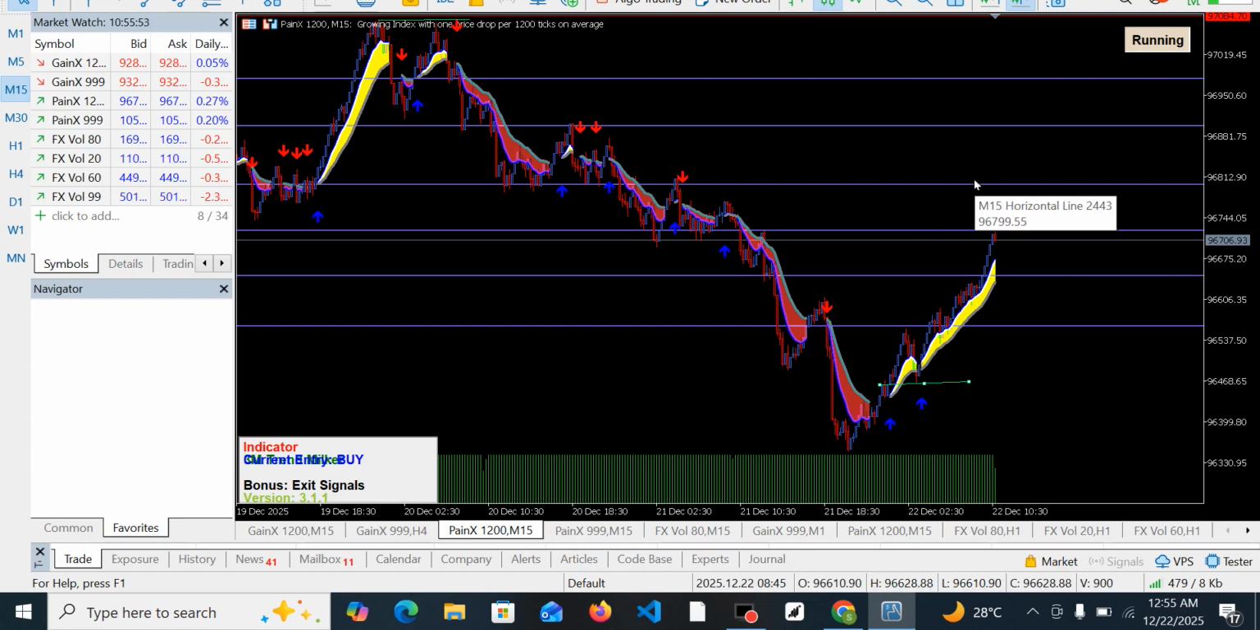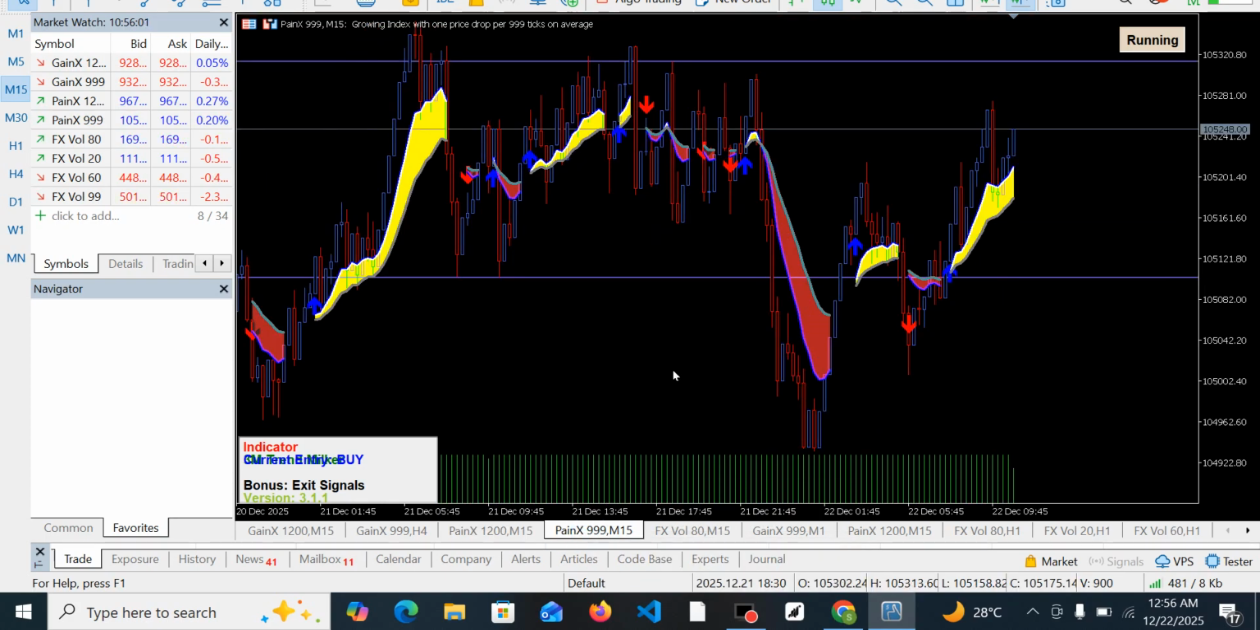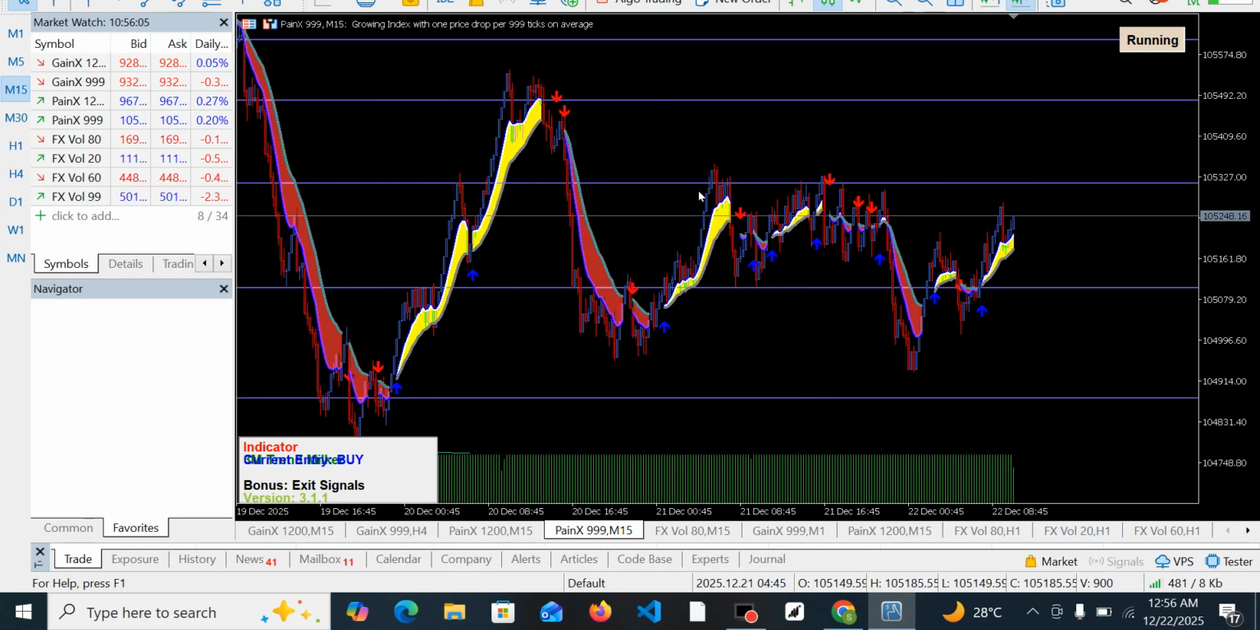So this is still buying more right now. This is the Paynex 1200. It is buying more right now. Okay, so now let's look at Paynex 999. For Paynex 999, this is also trying to go on uptrend. Just the way we have seen it, it's going on uptrend, but we need it to break out above this region first.